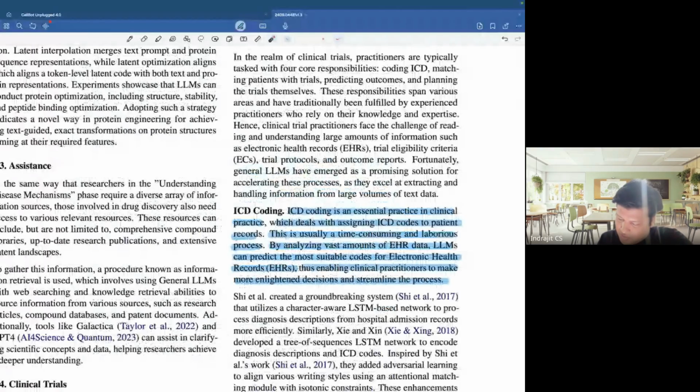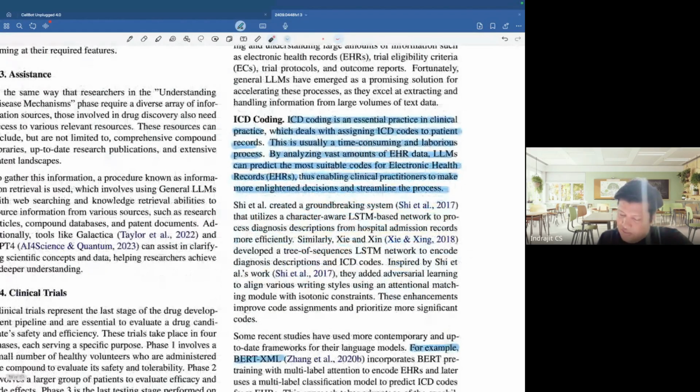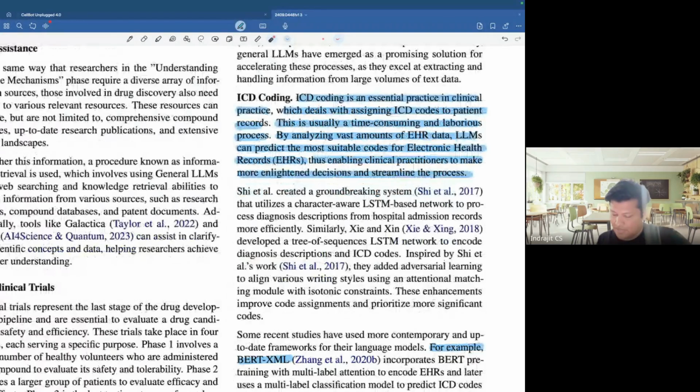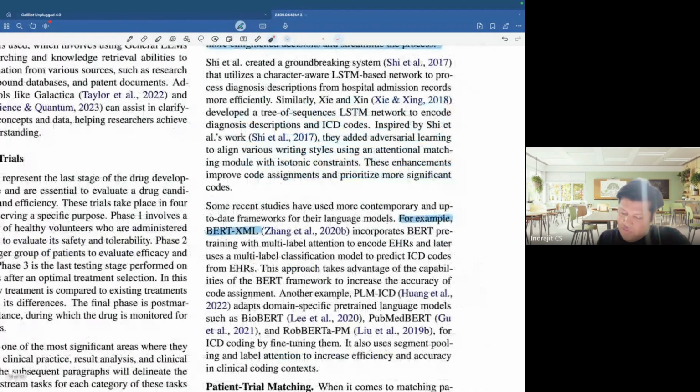So there is a system which is groundbreaking, that utilizes a character-aware LSTM-based network to process diagnosis descriptions from hospital admission records more efficiently. Similarly, Zhang and Zhang developed a tree-sequence LSTM network to encode diagnosis descriptions and ICD codes. Some recent LLMs like BERT-XML, which is a 2020 paper, incorporates BERT pre-training with multi-level attention to encode EHR, and later uses a multi-level classification model to predict ICD codes.